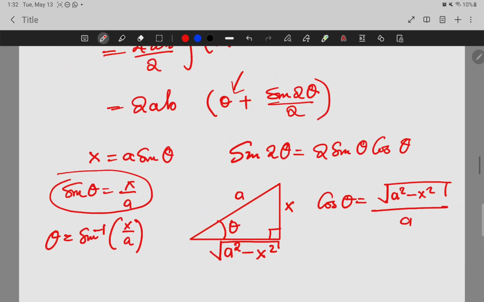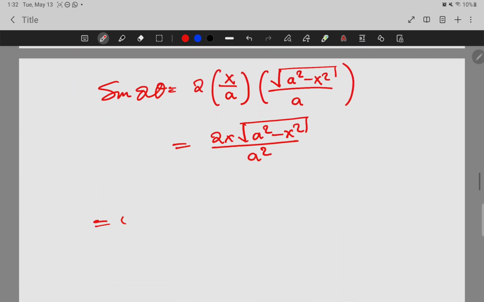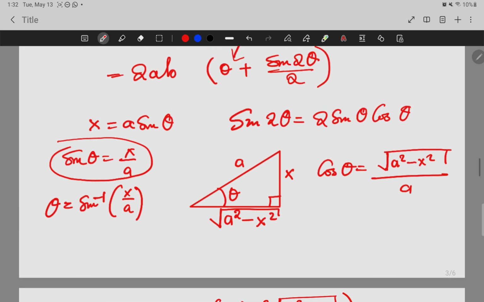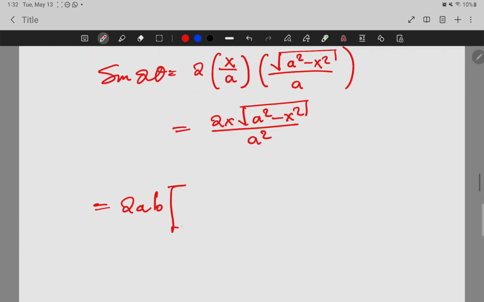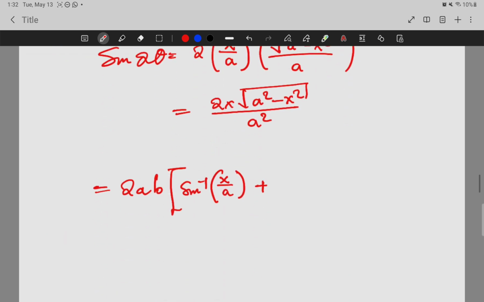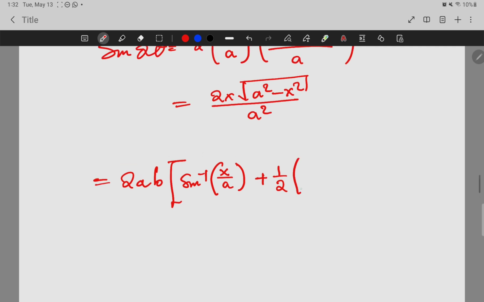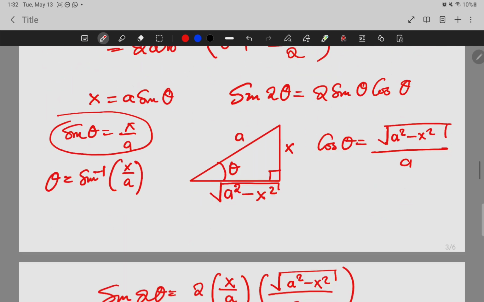So now we can replace in our expression. Our solution reduces to 2ab, and then we have theta. Where we have theta, remember theta came out as sine inverse of x over a, plus now we have the sine 2 theta over 2. So that 2 will bring it outside, so that we just write the sine 2 theta. And sine 2 theta came out as 2x root a squared minus x squared over a squared. So this is what sine 2 theta is. That was everything in terms of the integral.